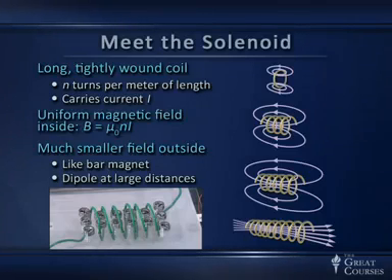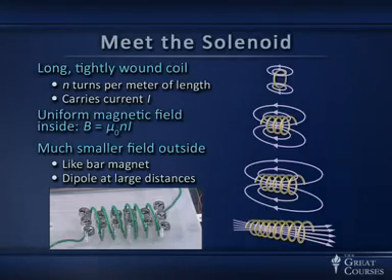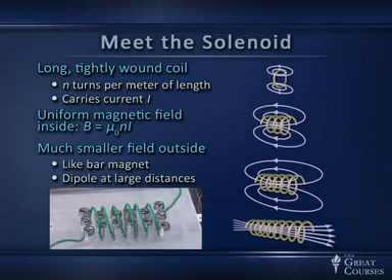There's a much smaller field outside. As the solenoid becomes infinitely long, the outside field becomes 0, and the inside field becomes perfectly uniform. It becomes like the field of a bar magnet for a long solenoid. Way, way far away, it looks like the field of a dipole, as does the field of virtually any circuit.